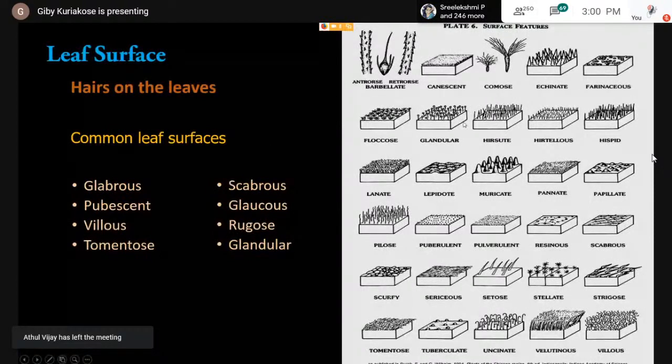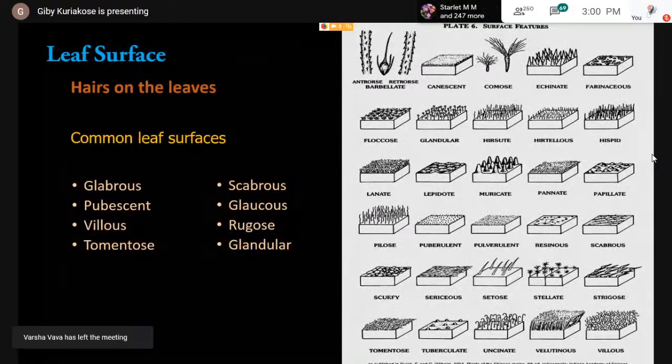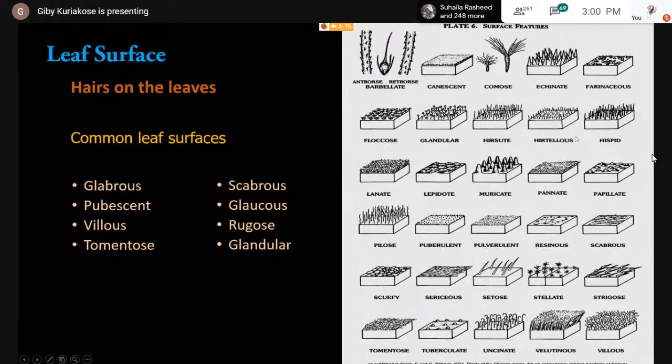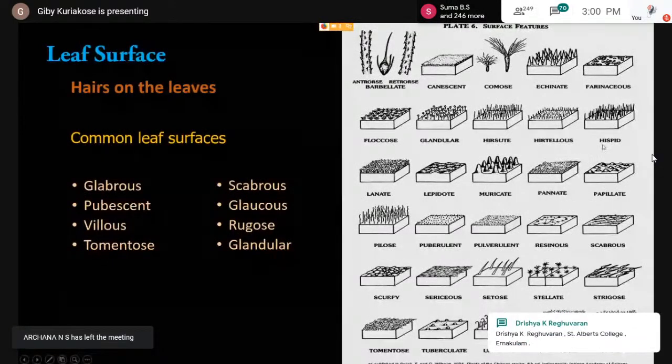For this, you have to have a very good hand lens or a microscope, and I'll tell you how to look at it. It's not like taking sections and looking through a microscope. I'll show you how to look for this particular character. But you have to have a keen eye, keen observation, to differentiate which is this one, whether it is glandular or lanate or hirsute or hirpelose or hispid, things like that.